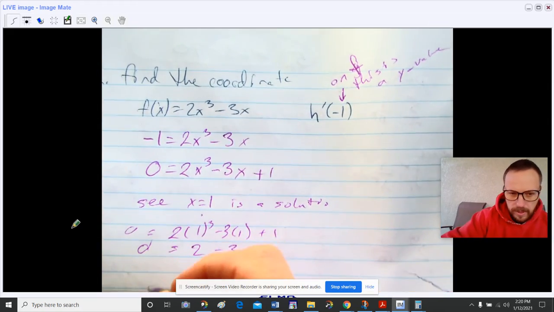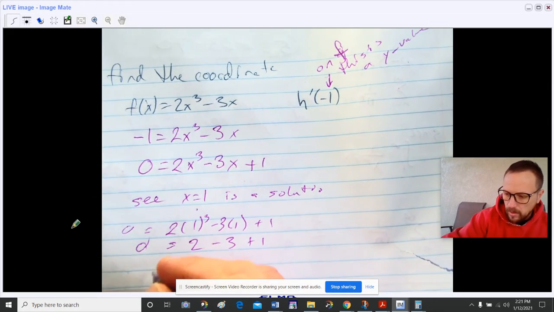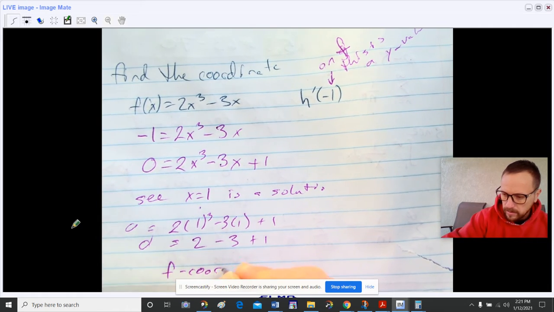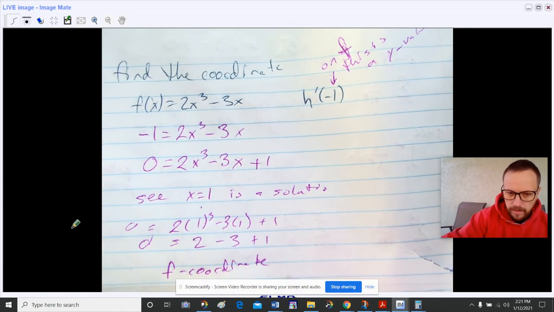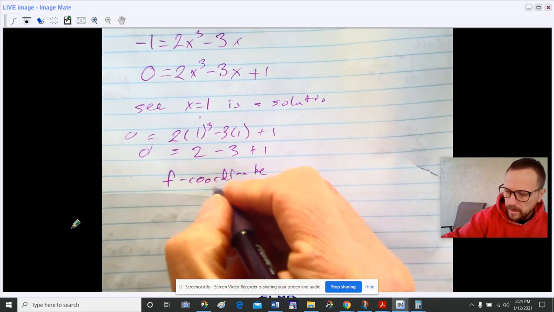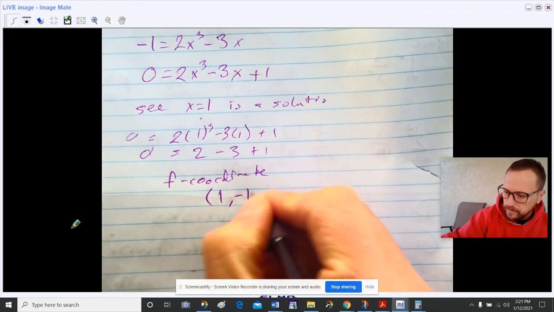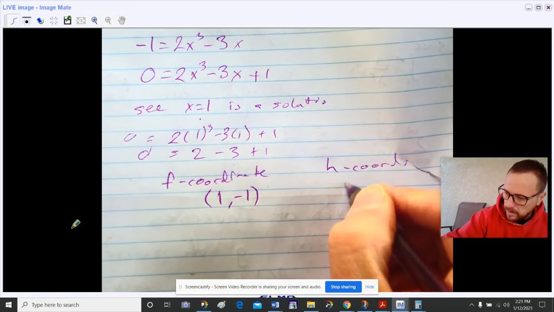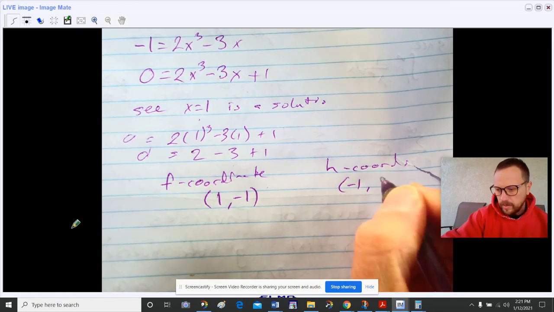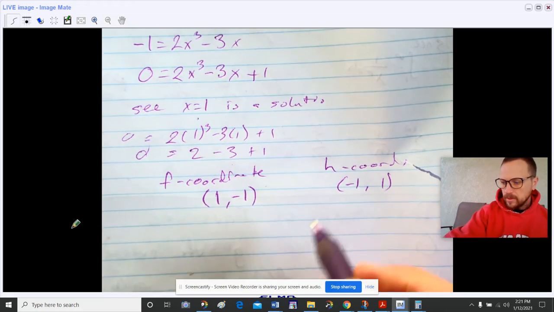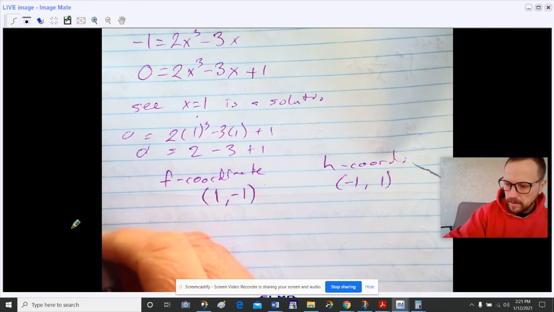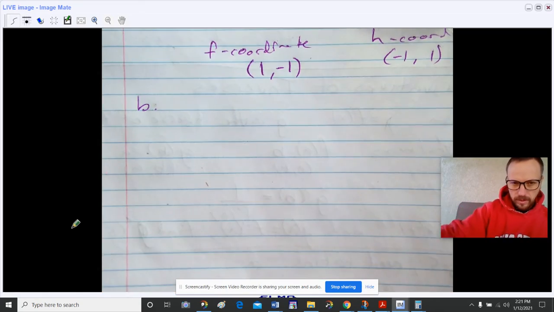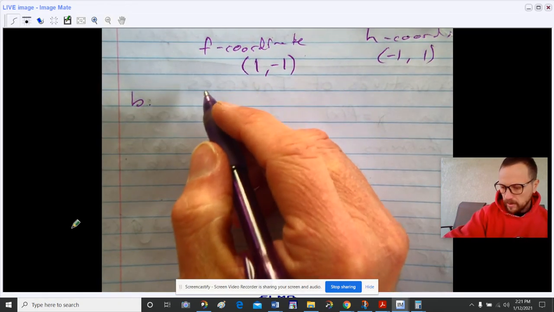All right, so this coordinate, we're going to find that coordinate. So the f coordinate is 1, negative 1. The h coordinate is negative 1, comma 1, is what we end up with. So then B, the second step. We get the number A, find the coordinate.